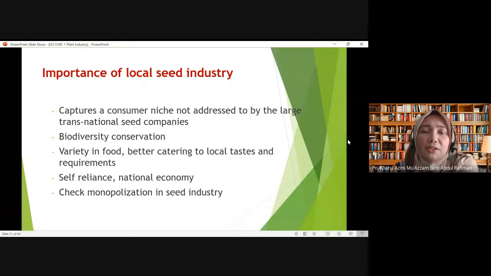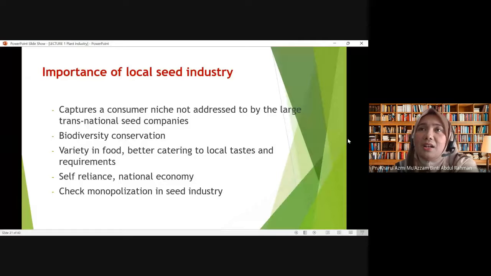And then we can also preserve the biodiversity. Macam saya cerita tadi, contoh padi kan. So kalau ada badan yang kawal ataupun simpan seed padi yang telah tidak ditanam, so kita ada conservation for the biodiversity of those rice. And then variety in food, macam-macam lah, better catering to local taste and requirement. Kita cuba hasilkan baka yang lebih menepati cita rasa tempatan. Local taste ya, and requirement.